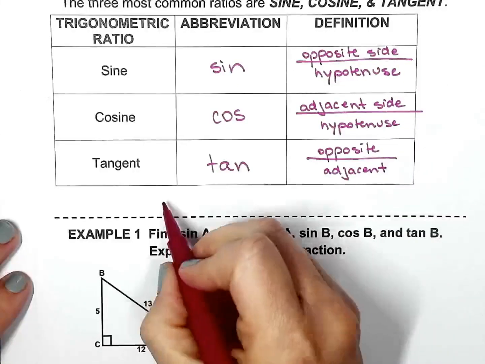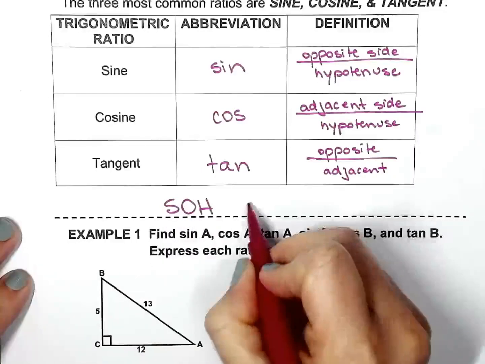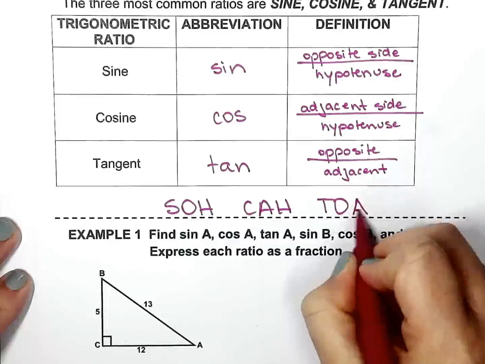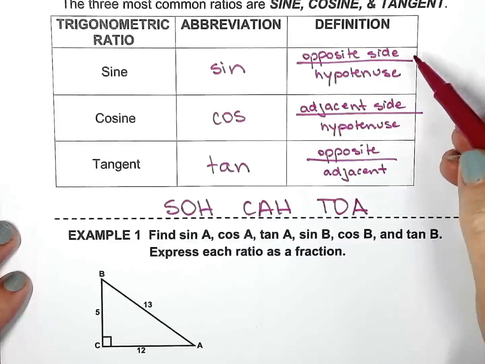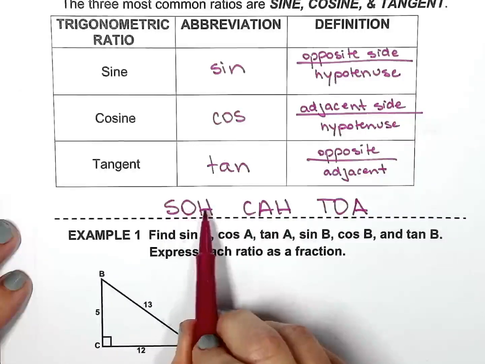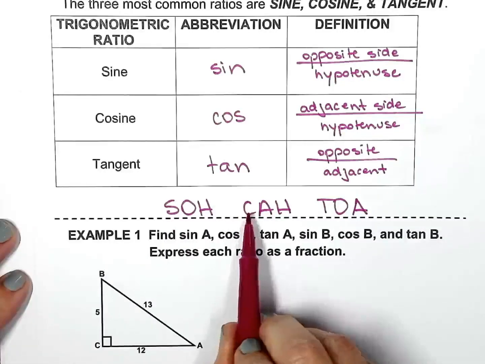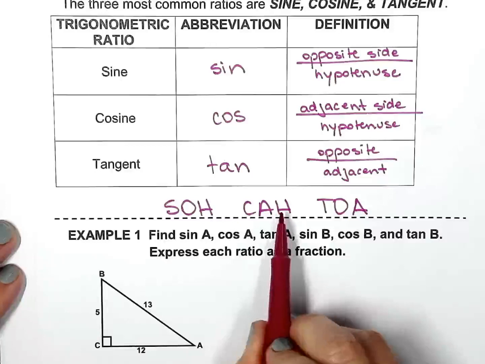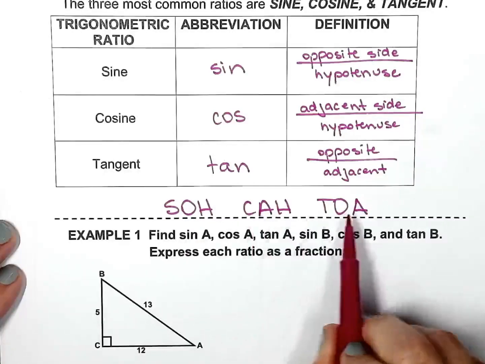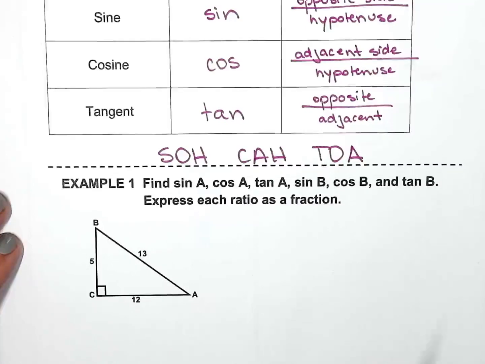Many of you remember SOH CAH TOA. That's an easy way for you to remember the ratios without having a sticky note or cheat sheet. SOH CAH TOA: sine, opposite over hypotenuse. Cosine, adjacent over hypotenuse. Tangent, opposite over adjacent. SOH CAH TOA. We're going to use a lot of that.